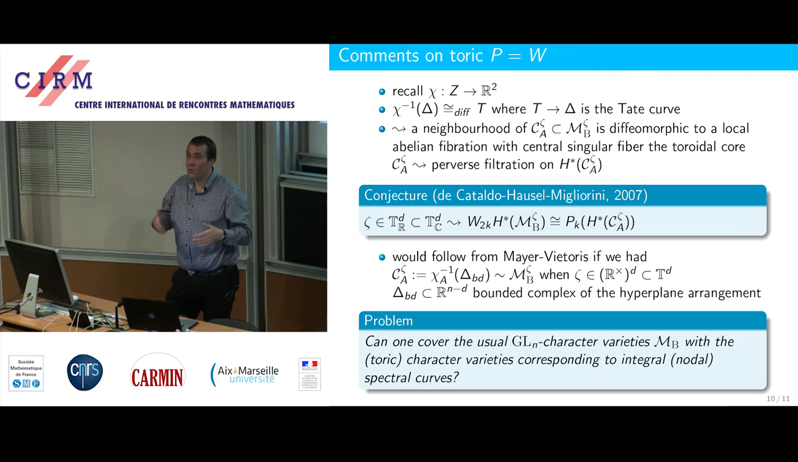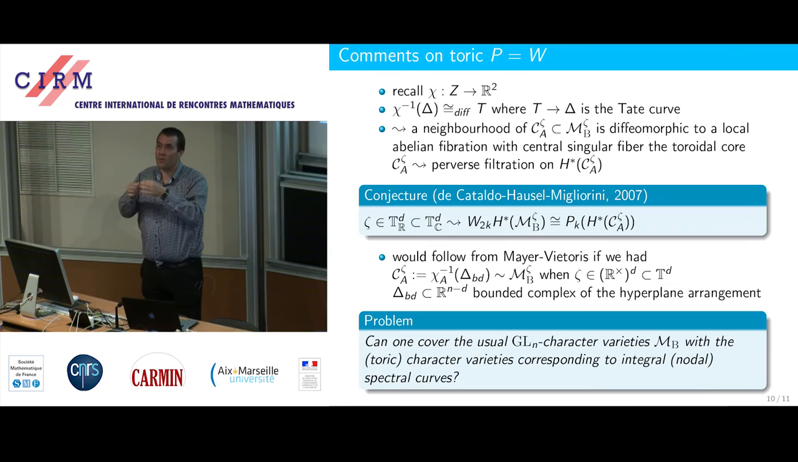So if you can prove P equals W on these simple fibers locally, the hope is that you can extend it to a proof globally. Then finally, let me say that even this raises the possibility to attack the P equals W conjecture in general, for the usual GL_n character varieties.